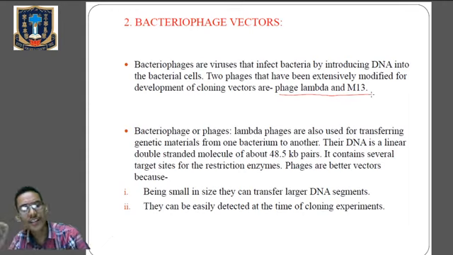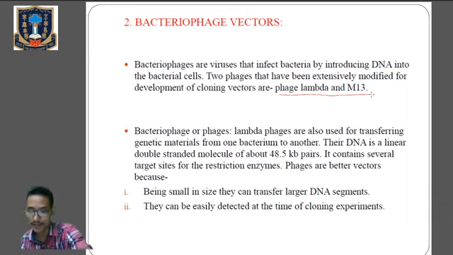Their DNA is a linear double-stranded molecule of about 48.5 kilobase pairs. It contains several target sites for the restriction enzymes, and phages are better vectors. Why? Number one, they are small in size and they can transfer a large DNA molecule or segment. Number two, they can be easily detected at the time of cloning experiments.